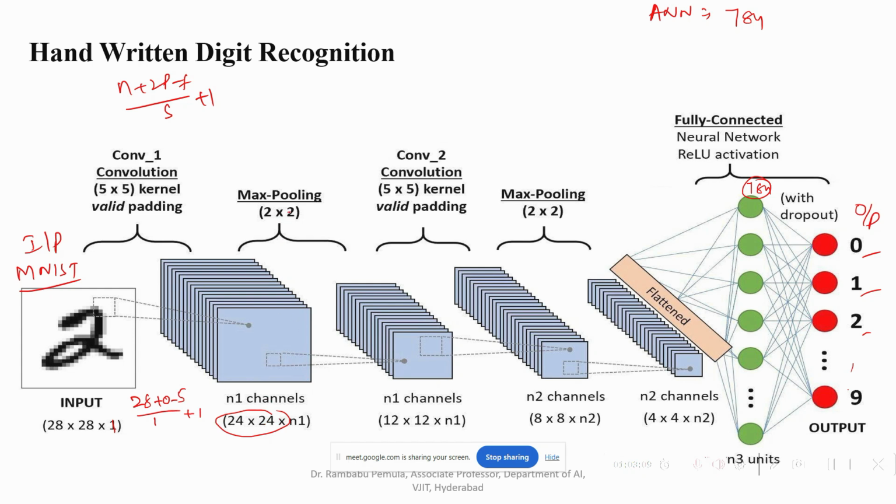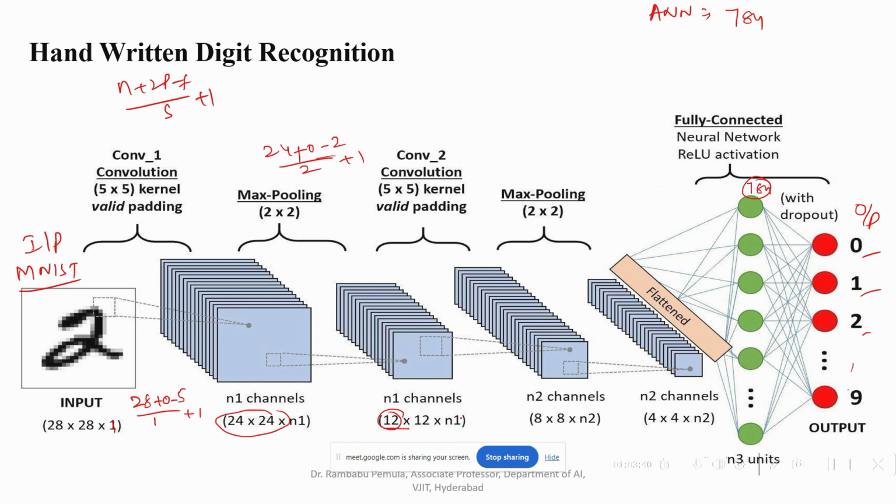Then we apply the pooling operation, and we get 12 by 12. That is, 24 plus 0 minus f, where f is a 2 by 2 matrix, and stride equal to 2. That is 24 minus 2, that means 22, divided by 2, that is 11. 11 plus 1 equals 12, so the output is 12. Like that we get the next output size image.